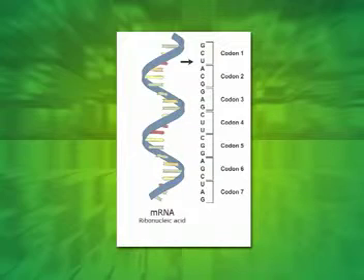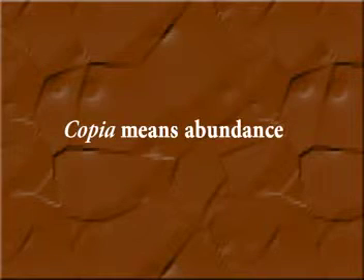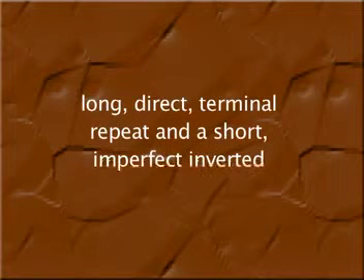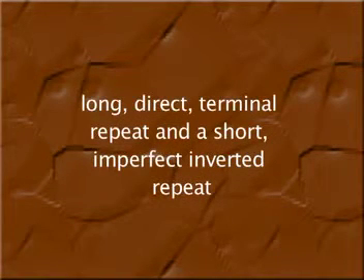code for abundant mRNAs, as the name derives from the Latin copia, which means abundance. The copia-like elements of Drosophila constitute at least 7 families ranging in size from 5 to 8.5 kilobase. Members of each family appear at 100 to 1000 positions in the Drosophila genome. Each member carries a long direct terminal repeat and a short imperfect inverted repeat.